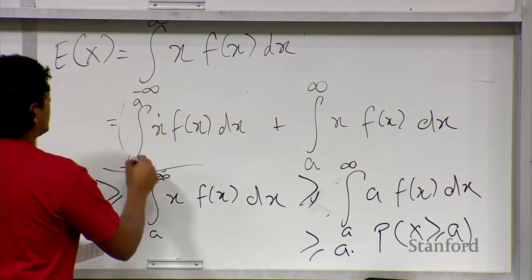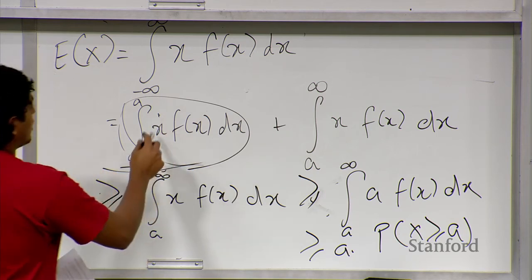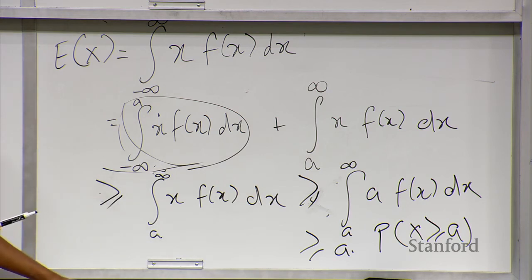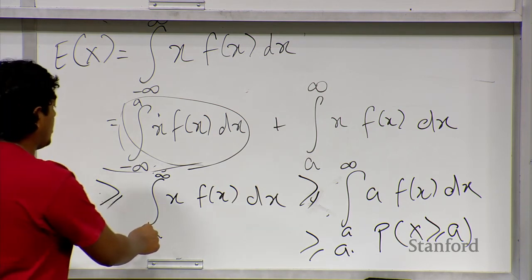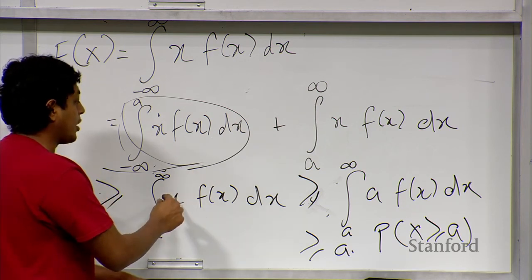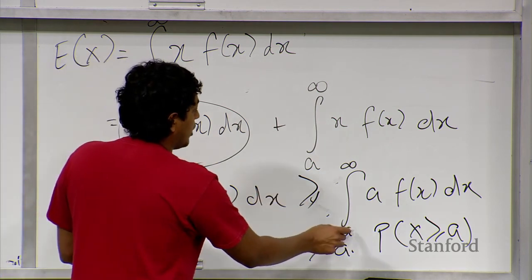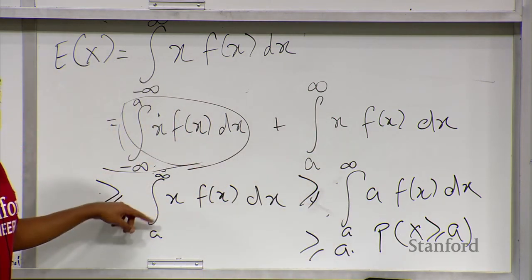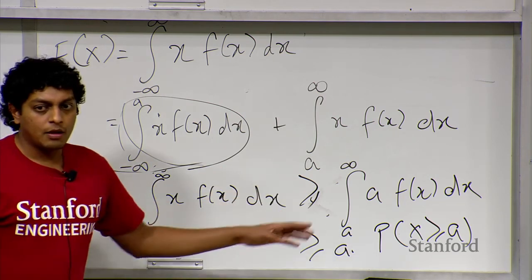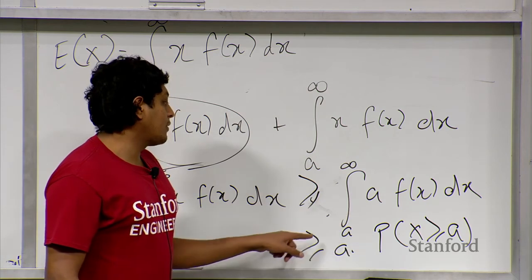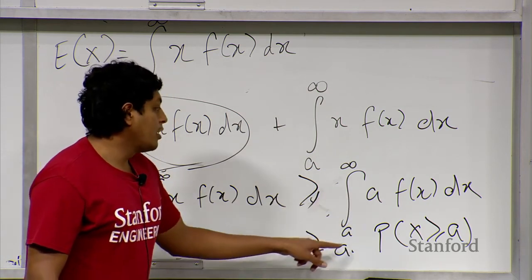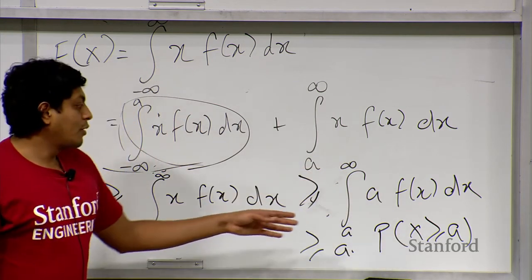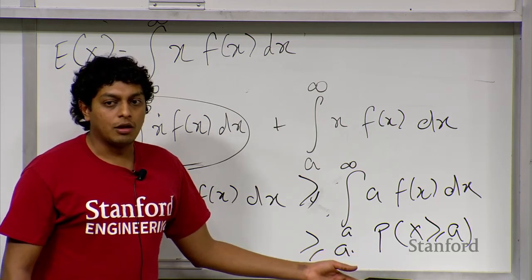So this is definitely a positive number, right? So this plus this is definitely greater than or equal to just this, which is the integral from a to infinity of x f(x) dx, okay? And since we are going from a to infinity, x f(x) dx is always greater than or equal to the integral from a to infinity of a times f(x) dx, because for any point x between a and infinity, x is always greater than a, right? And we can pull a out since it's a constant, so this remains as the integral from a to infinity of f(x) dx, which is just the probability that X is greater than or equal to a, right?